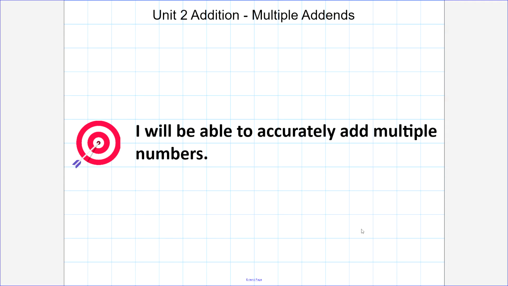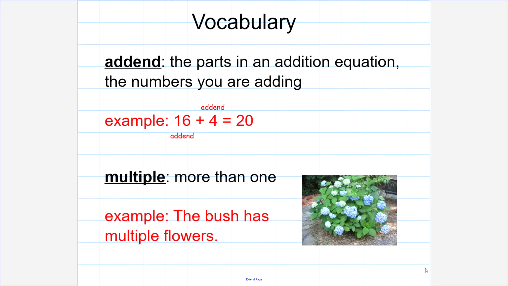Good morning, third grade. Our target for today is I will be able to accurately add multiple numbers. We're going to start with some vocabulary that you'll need to know for today's lesson. The first word is addend.